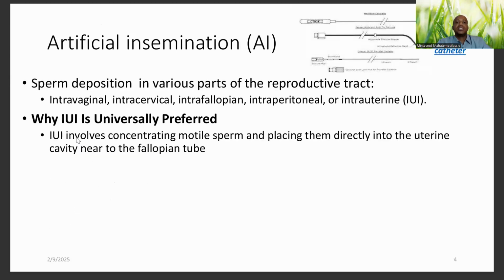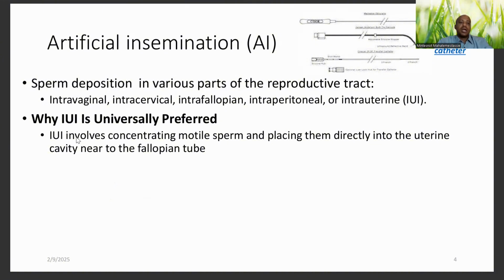In general, artificial insemination is a general term used for sperm deposition at various parts of the reproductive tract. It could be intravaginal, intracervical, intrauterine, intrafallopian, and intraperitoneal. But the most commonly practiced in the world is intrauterine insemination, and compared to intravaginal and intracervical insemination, it is more effective. Compared to intrafallopian and intraperitoneal insemination, intrauterine insemination is less invasive. So when we talk about artificial insemination, most of the time we are discussing intrauterine insemination.